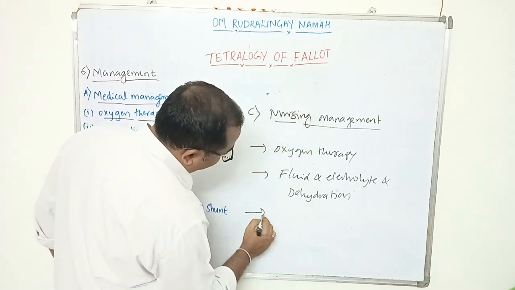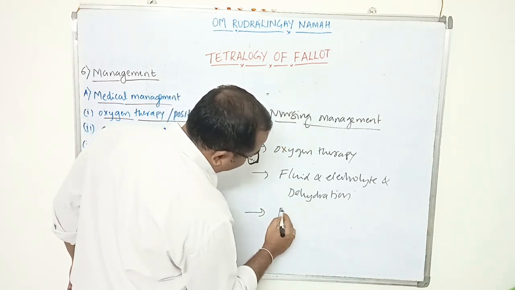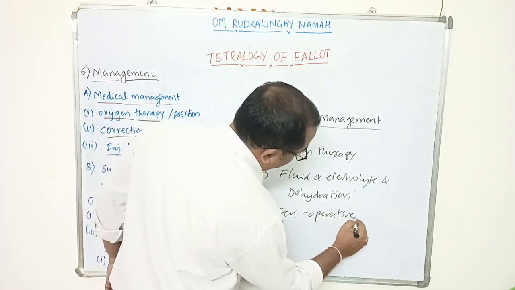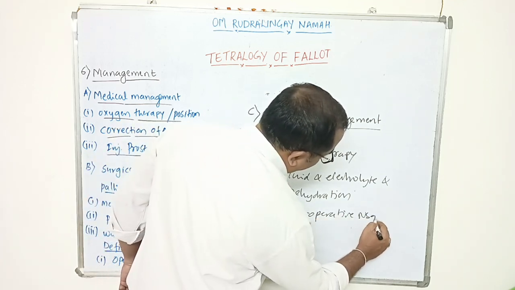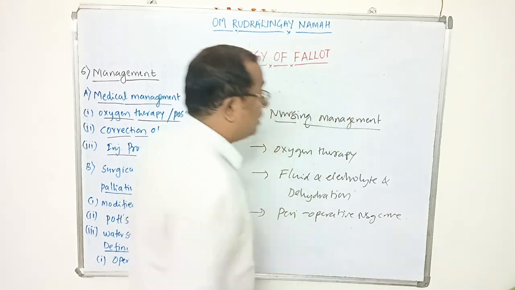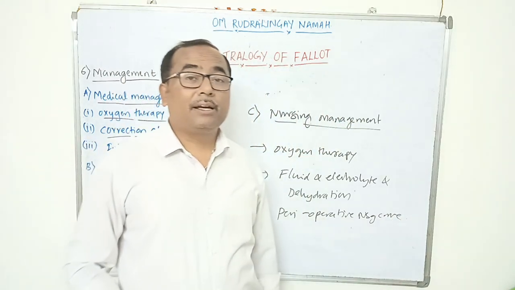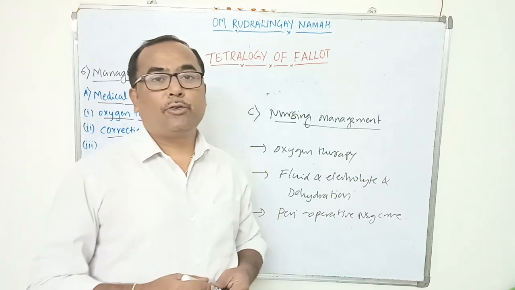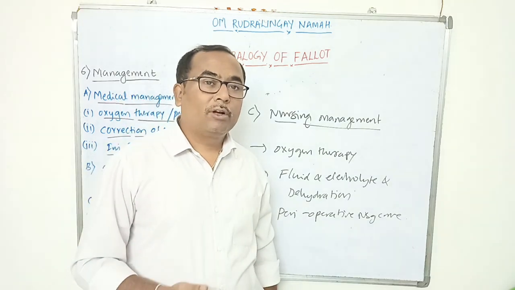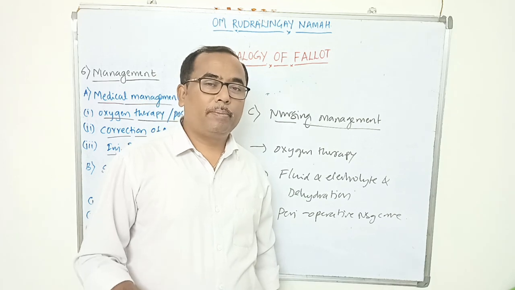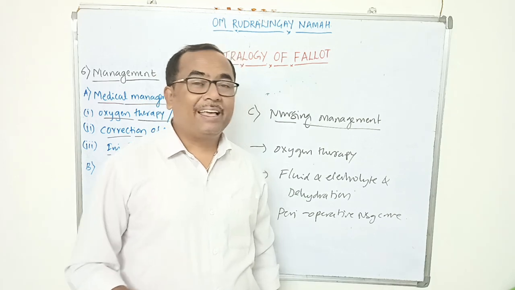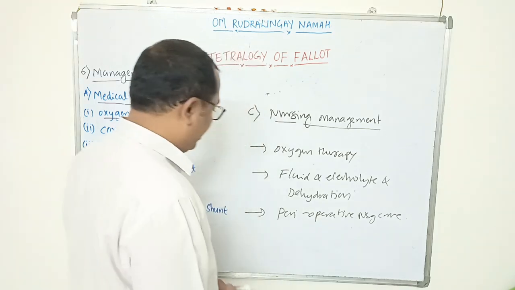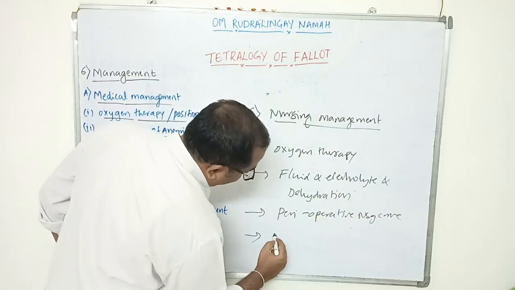Then next, we have to take care of perioperative nursing care, mainly because the management of tetralogy of Fallot is mainly concerned with surgeries, that may be palliative surgery or definitive surgery. So we need to prepare the child for surgery. Preoperative preparation, intraoperative preparation, and postoperative care of the baby after surgery is all very important here.